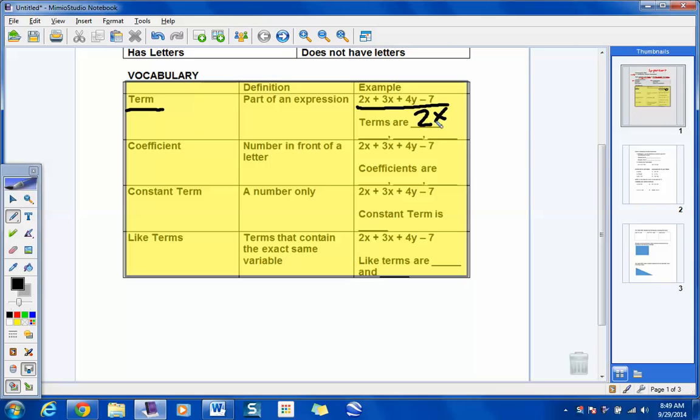All right. What's another term in that expression, guys and gals? 3y. All right. I agree. 3y. How about another one? 4y. Now I want you to be very careful on the last one. Okay. Yeah. What'd you say there, Kyle? -7. Why are you saying -7 there?